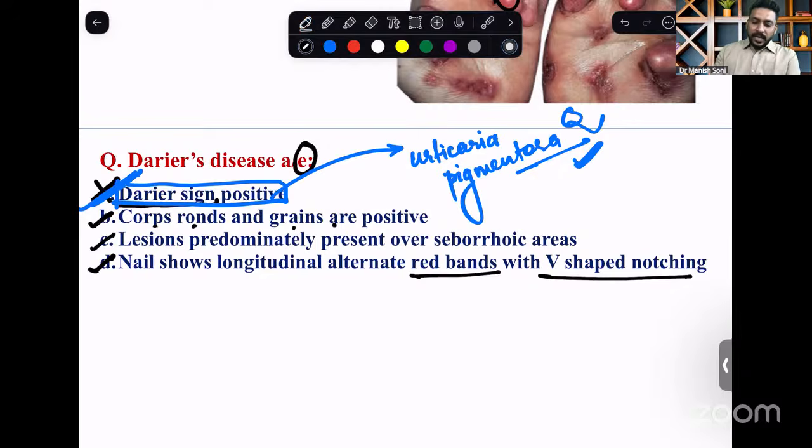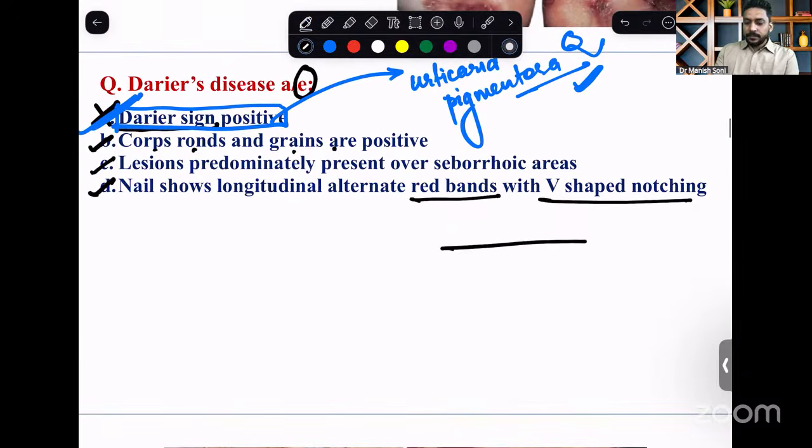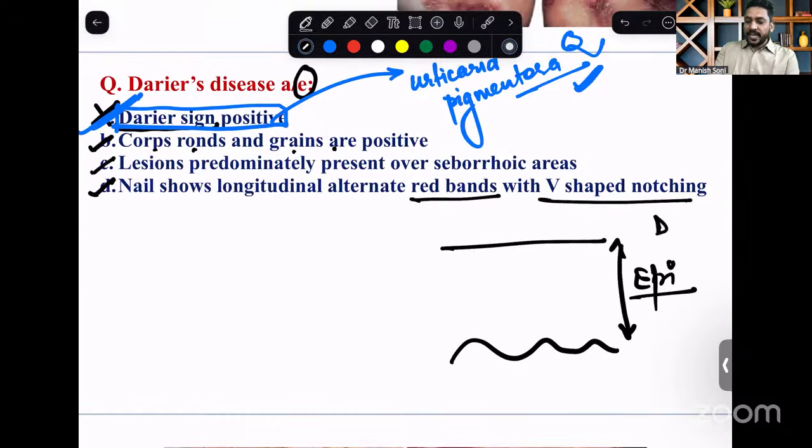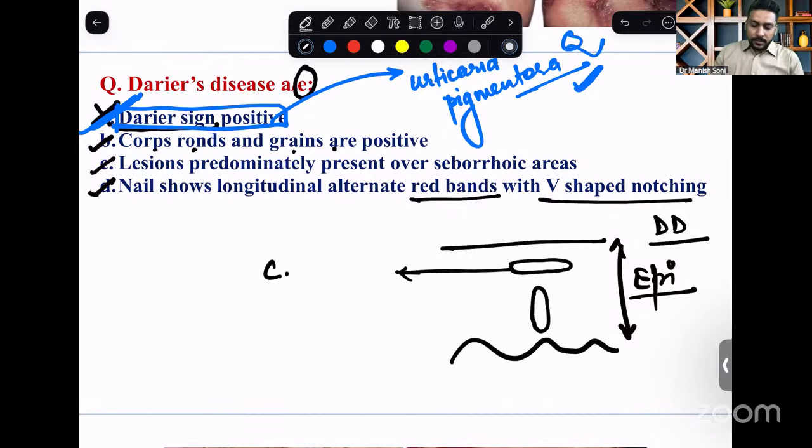Now remember that if this is the epidermis of a patient suffering from Darier disease, in this patient you will find that there are a few keratinocytes which are transversely elongated and a few of them which are vertically elongated. These are known as corpse grains, and these are known as corpse rods.